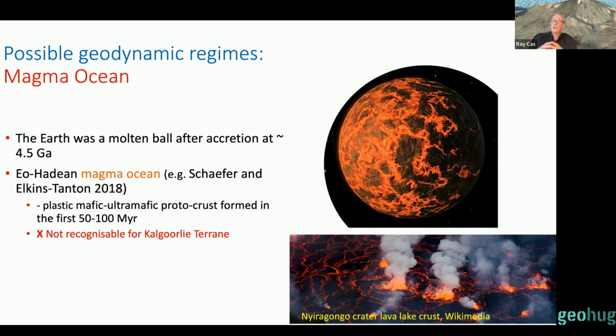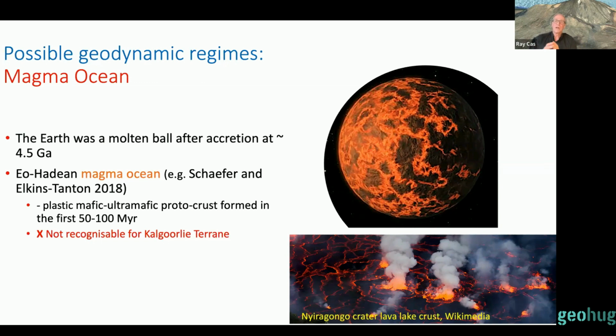So when the Earth first formed, actually 4.5 billion years ago, it was a molten ball of rock or magma. And then in the first 100 million years of that Earth history, slowly bits and pieces of crustal platelets, if you like, began to form.